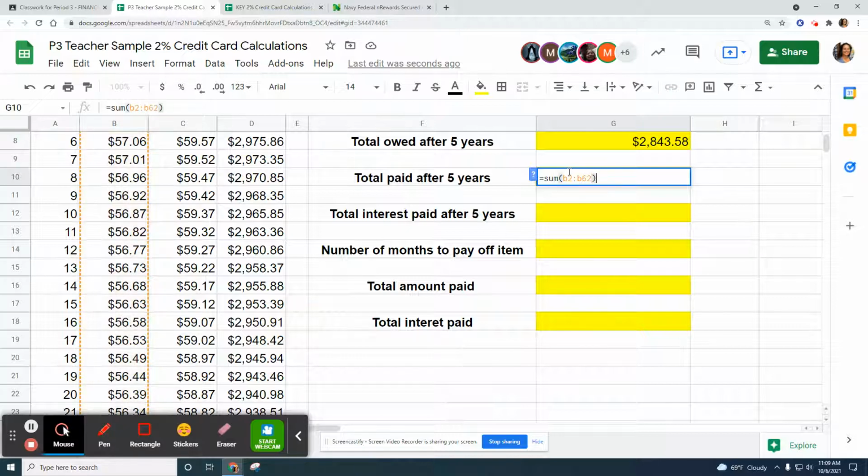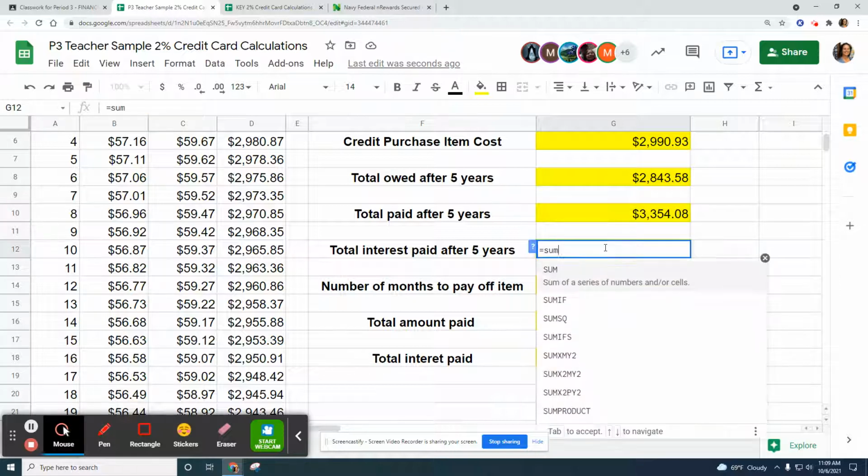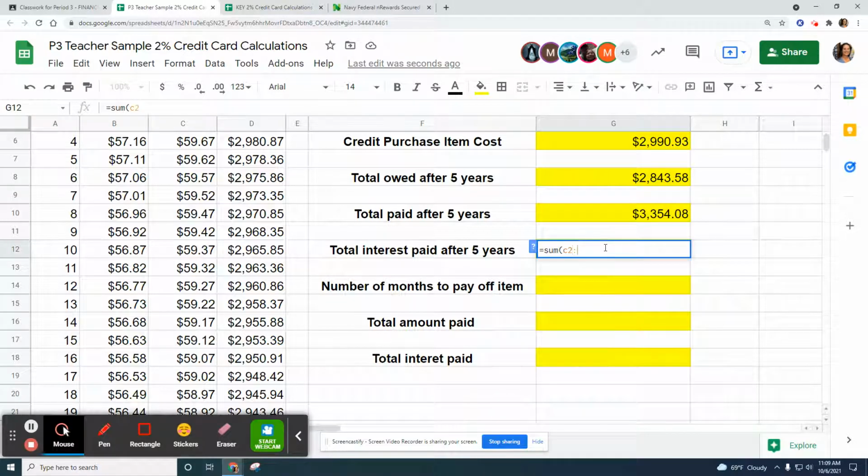And so what this means is no matter how many months it took you to keep going, we're all getting the 5-year mark numbers. Equals the sum, parentheses, B2 to B62. Okay, I'm doing the same formula for the next one down, but for the C column. Equals the sum of C2 to C62. I'm doing the same formula for the C column on the next box.